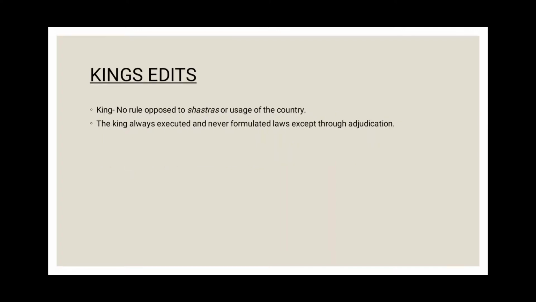Moving further to the fifth and the last ancient source of Hindu law, that is the King Edicts. There were various commentators like Medadathi who expressly commented and stated that a king could not make any rule which is opposed to the Shastras or usages of the country. The king was always the one who executed the law and never formulated them, except in a situation when king was the adjudicator. These were the ancient sources of Hindu law.